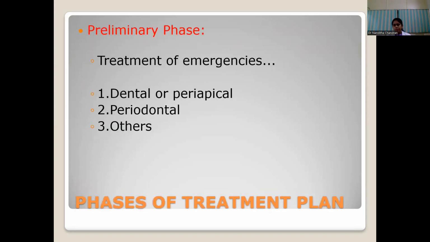Coming to the phases of the treatment plan. We have 4 phases, the starting of which is the preliminary phase, also called the emergency phase. Here, emergency treatments are carried out. For example, pain is an emergency. The reasons for pain, for example dental or periapical infections, as in a deep dental caries with pulpal involvement, are handled with an emergency access opening in the emergency phase. For periodontal abscesses, we do abscess drainage, and also other treatments like extraction of a hopeless tooth. These are the main treatment options in the emergency phase of the treatment plan.